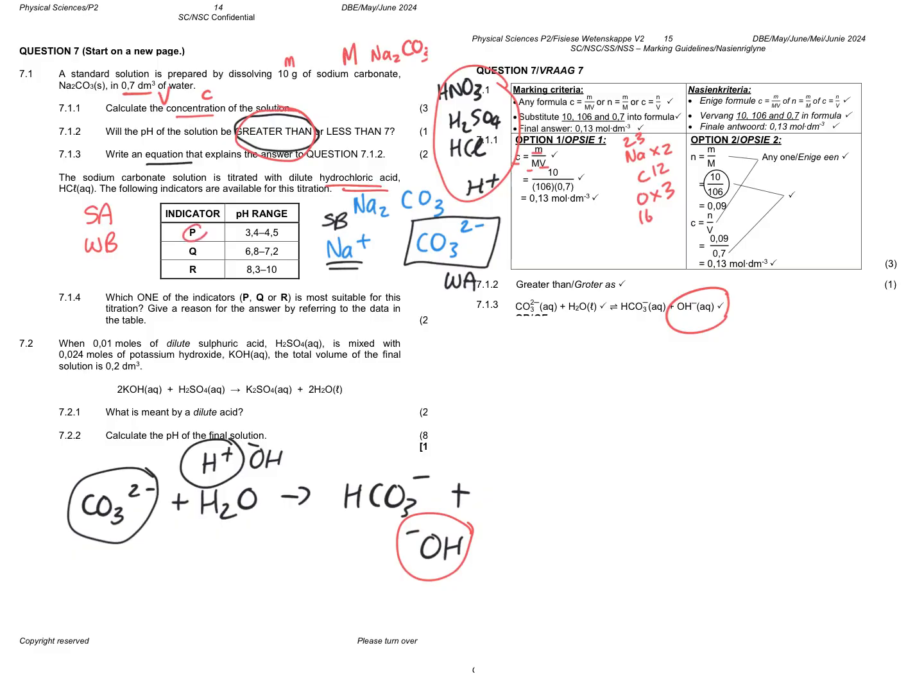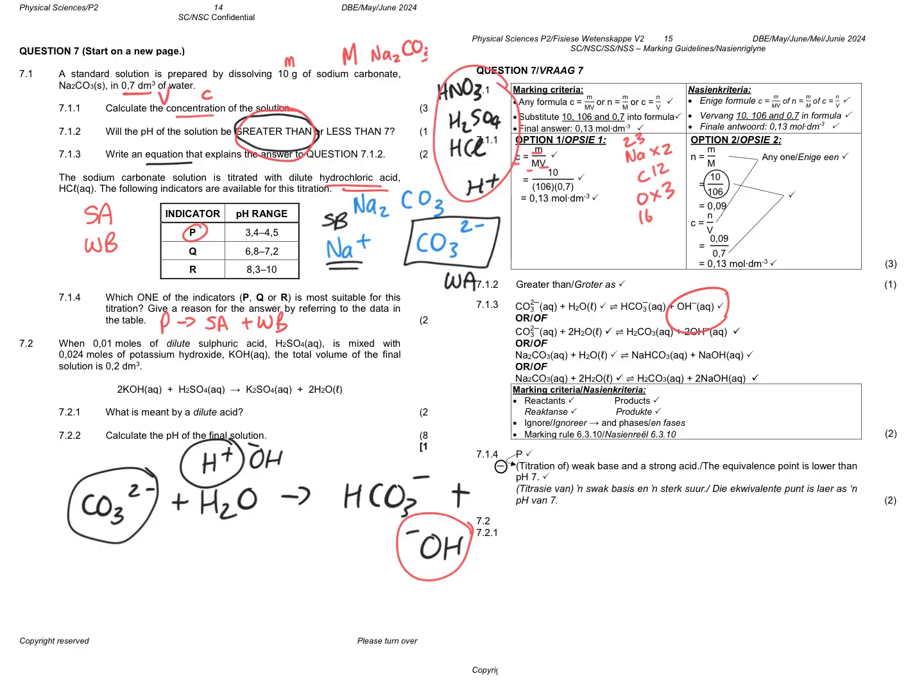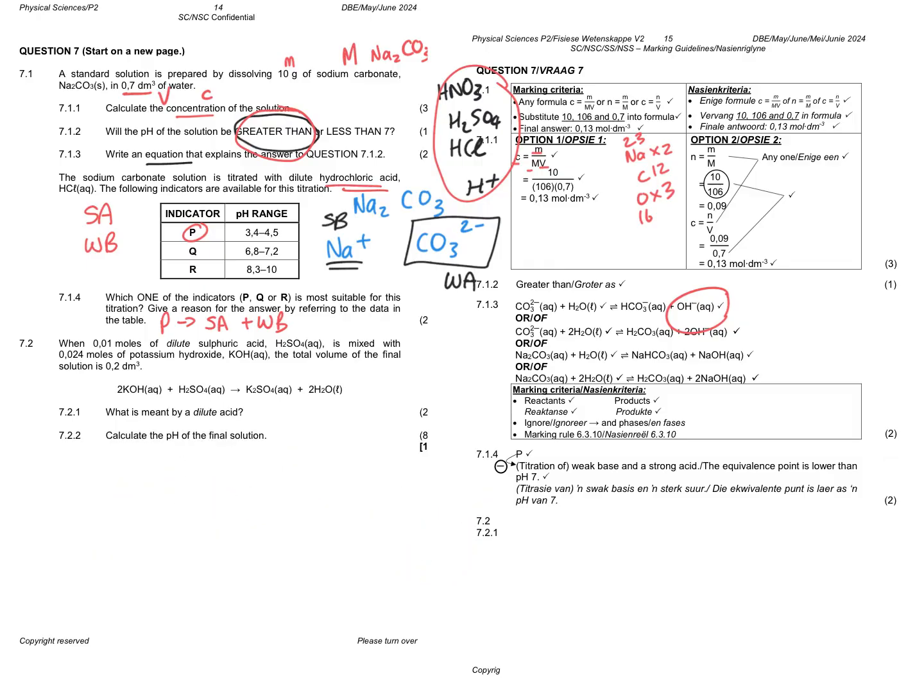The pH range should be here for P. It should be P because you reacted a strong acid, which is hydrochloric acid, and a weak base, which is the sodium carbonate. Carbonate is a weak base. So let's see again what they say. P, and the titration of a weak base and a strong acid. So that's what I said. The equivalence point, which is the end point, is a pH lower than 7, because it's a strong acid and a weak base.